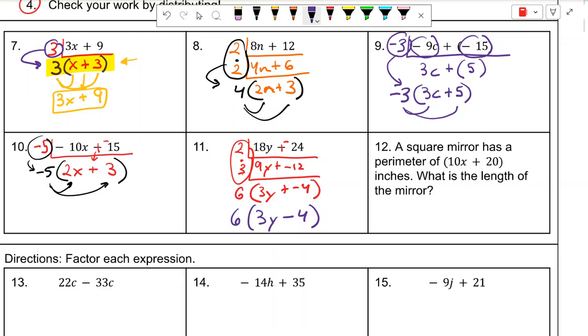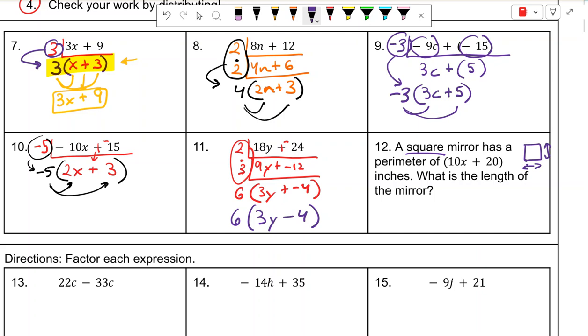And our last one, number 12, a square mirror. What kind of mirror is it? Square. Has a perimeter of 10x plus 20 inches. That's the whole entire perimeter. What is the length of the mirror? Well, if it's a square mirror, it has length and it has what? Width. Either way you look at it, it's length and width.